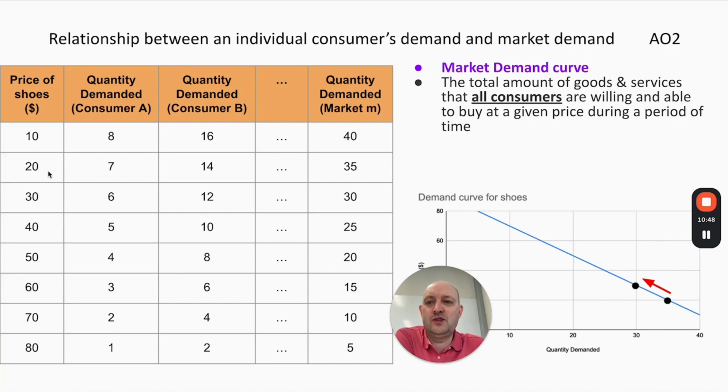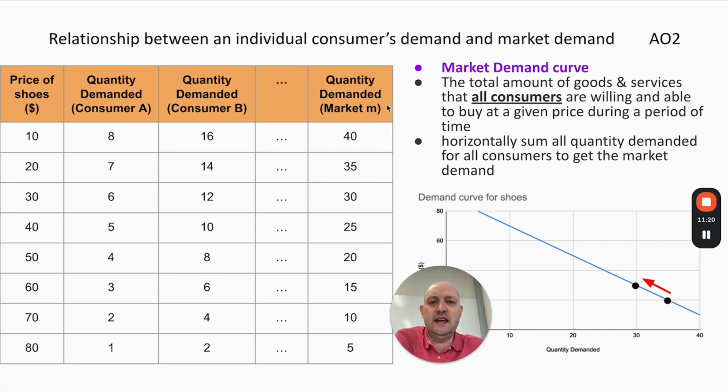So earlier on, we saw that at a price of 20, the market wants to buy 35 million shoes. Well, that comes from if we add together all of the individual consumers within the economy. So within the economy, there might be 20, 30 million people, depends on the size of the country. And if we add together all of the individual quantity demands at each price, we then get the market demand. So that's the relationship between the individual consumer demand and the market demand.